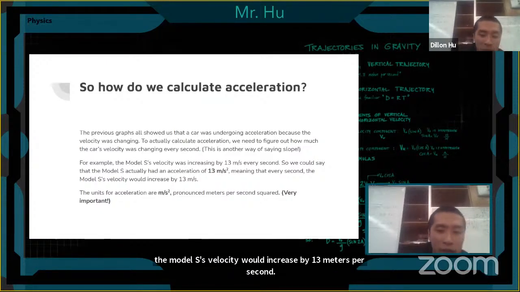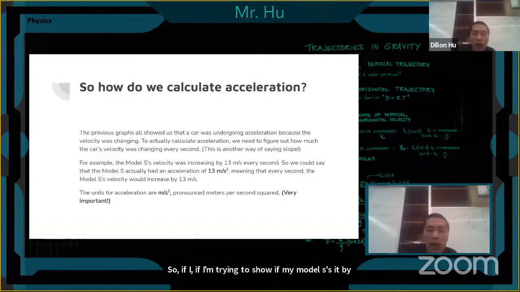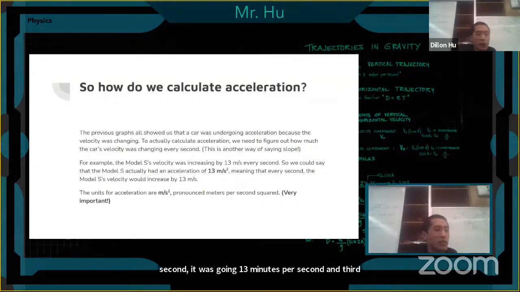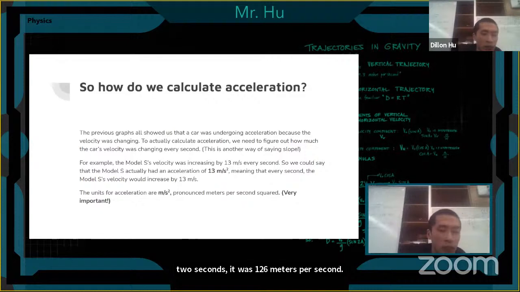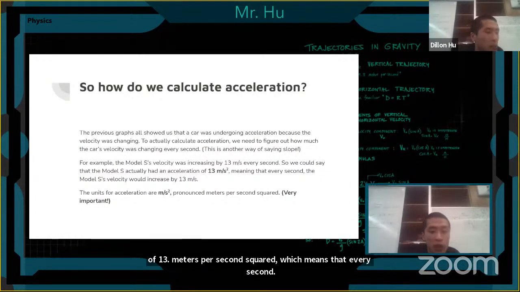So if my Model S started at 0, and then after 1 second, it was going 13 meters per second, and after 2 seconds, it was going 26 meters per second, every second, it's getting faster by 13 meters per second. And so we call this acceleration. What we say is that the Model S had an acceleration of 13 meters per second squared, which means that every second, the Model S's velocity would increase by 13 meters per second.